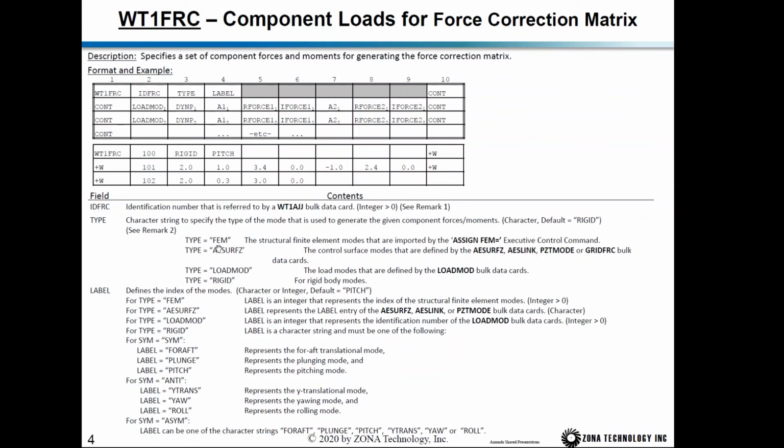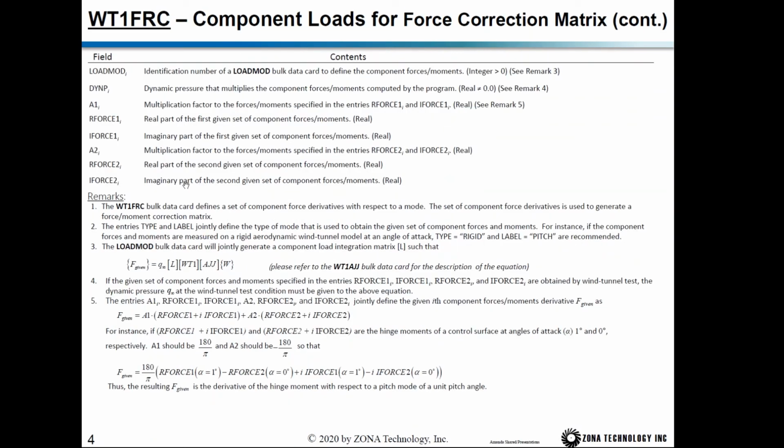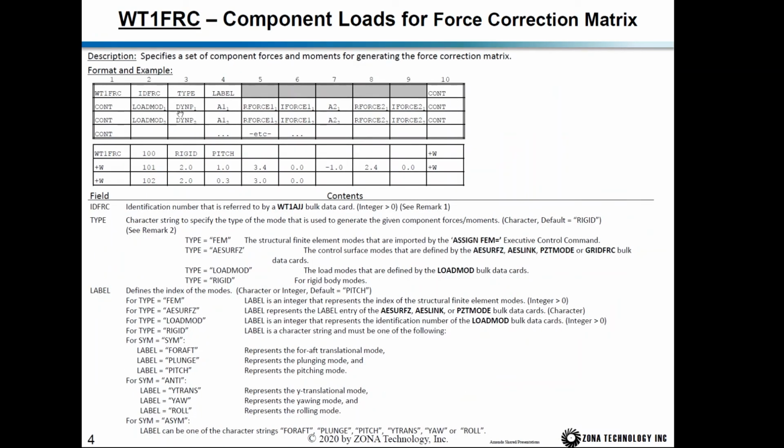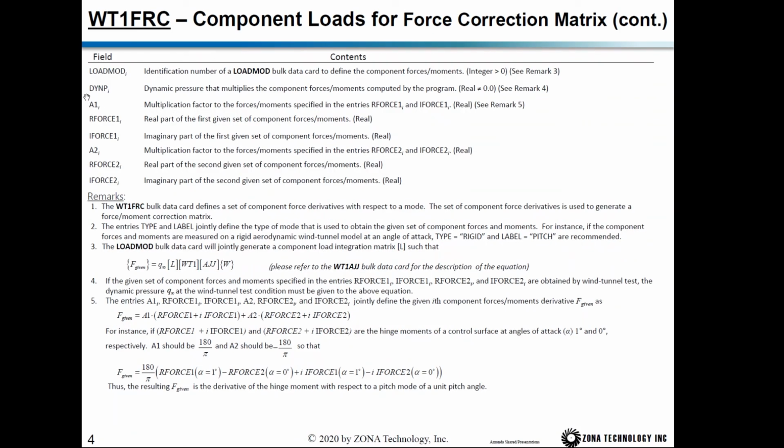And the typical example is that we have a type equal to FEM, the structural finite element model that is imported by the ASSIGN FEM. ASUBZ is a control surface. LOADMOD is defined by the LOADMOD card. REGION is for rigid body. Then for the label, you have many different types, and then LOADMOD card, you refer to a LOADMOD card, and in the LOADMOD card you define what kind of component load it is, and then you have a dynamic pressure if the component load is measured in the wind tunnel. So that is at what kind of dynamic pressure condition you measured the component loads, and then the WT1FRC requires you to input the A1 and the RFORCE1.